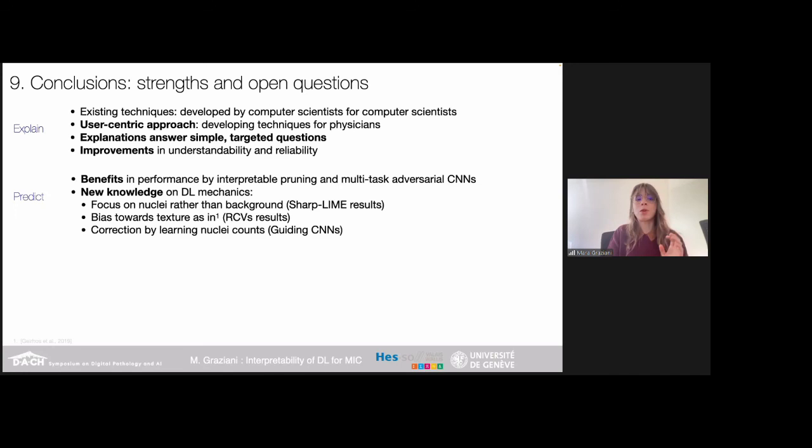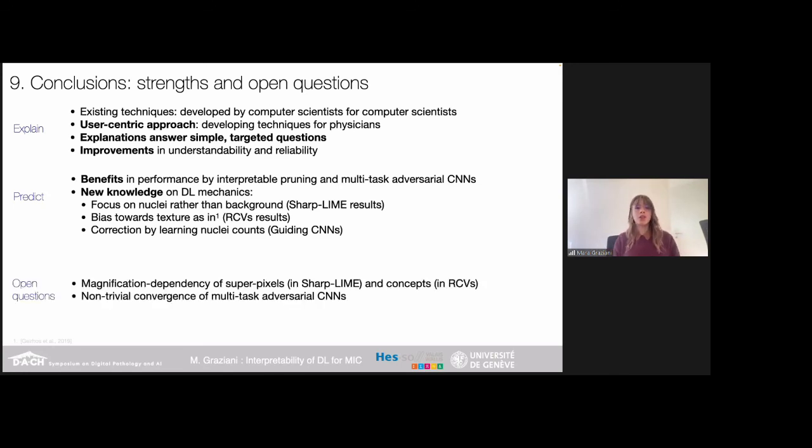So just to summarize here, I think that the strengths of this work are that we contributed, and I contributed, on how we can explain deep learning models. And we did this by a user-centric approach, so putting the physician really in the center and trying to imagine and to understand what might be the needs and the requirements in this case. And this helps us to generate new insights actually on deep learning mechanisms.